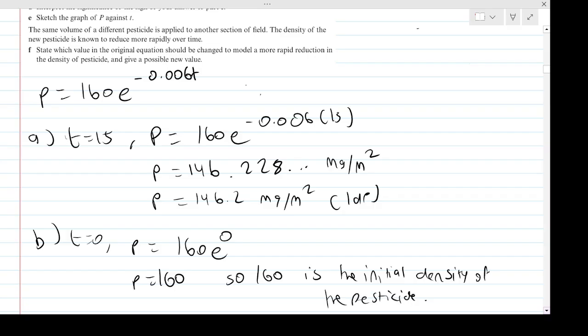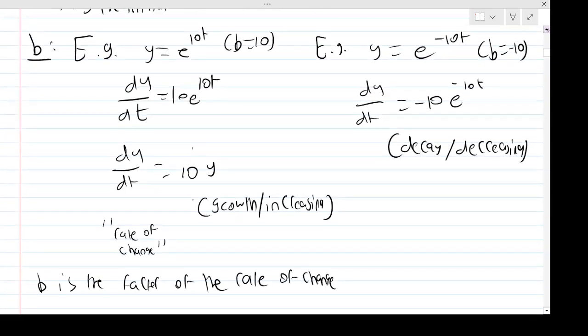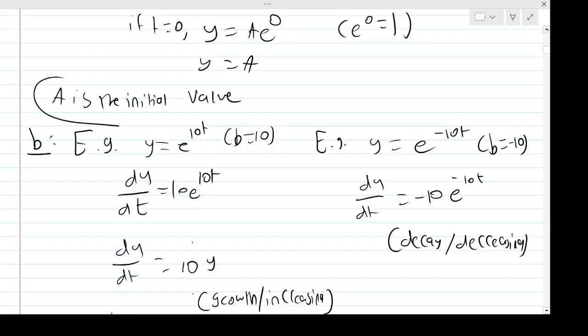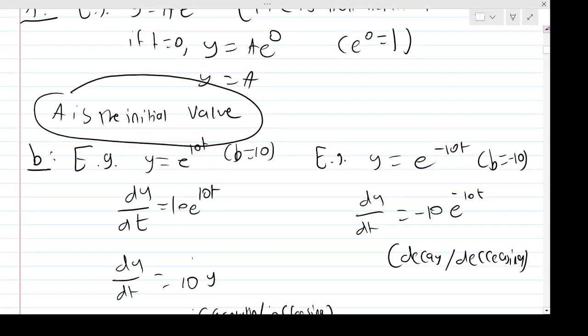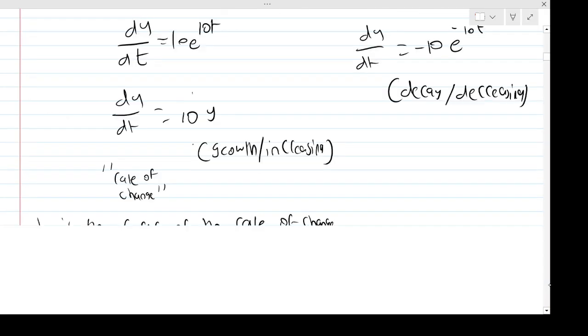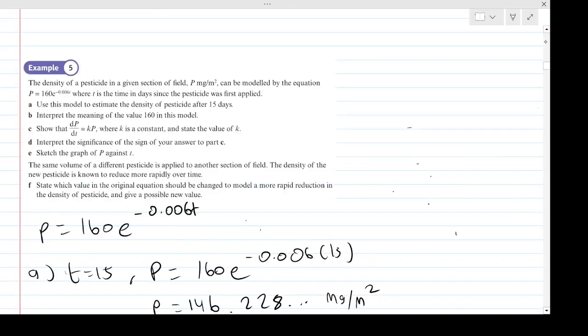Cool. And that again refers back to what I talked about up here, where A, the coefficient, the number outside of the exponential, is the initial value. Okay, so that's what we're getting at there. So 160 is the initial density here. For part C, we need to show that the derivative dp/dt is this.